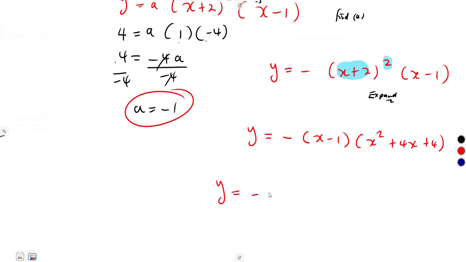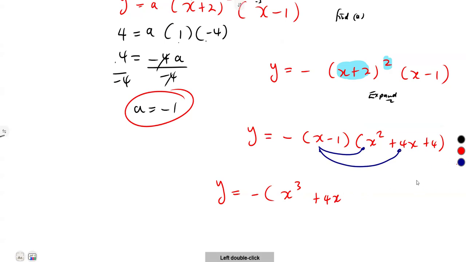Y is equal to negative. As we can see, this bracket and this bracket, x is going to multiply everything in the second bracket. So x and x squared, that's x cubed. X here multiplies 4x. That's going to be positive 4x squared.